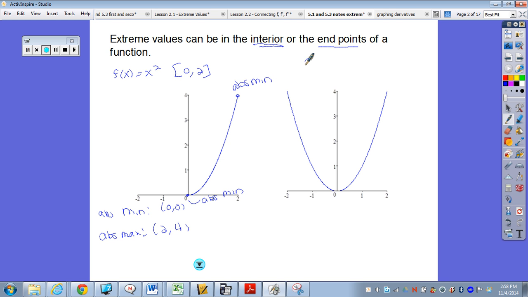On my second graph, we just have f of x is equal to x squared, and if they don't put arrows or if they don't put dots, then we assume it goes on forever. So this one has an absolute min. This is the absolute min at (0, 0). But it does not have an absolute max because the y values go to infinity.